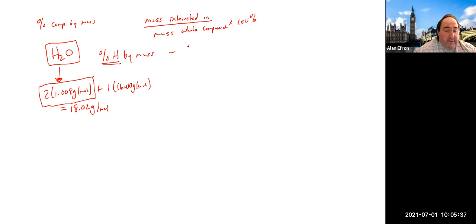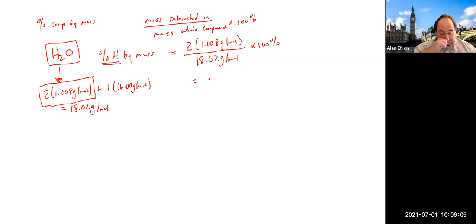So to figure that out, we would take 2 times 1.008 grams per mole. We would divide it by the mass of the entire compound or formula here, and we would times it by 100%. If we did that, 2 times 1.008 divided by 18.02 times 100% tells us that by mass, water is made up of about 11.19% hydrogen by mass.